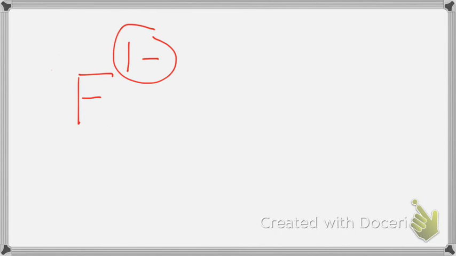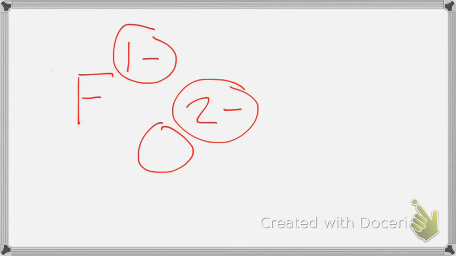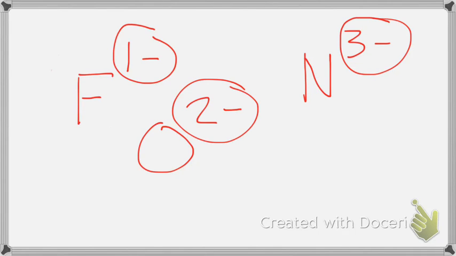Let's look at oxygen. Oxygen, being a nonmetal, has the ability to gain 2 electrons to make it a 2 negative charge, meaning that it has 2 more electrons than it does protons. And finally, nitrogen. Nitrogen, being a nonmetal, has the ability to gain 3 electrons to make a 3 negative charge. Therefore, it has 3 more negative charges than it has positive charges, giving it overall a negative 3 net charge. All right? So those are the anions.